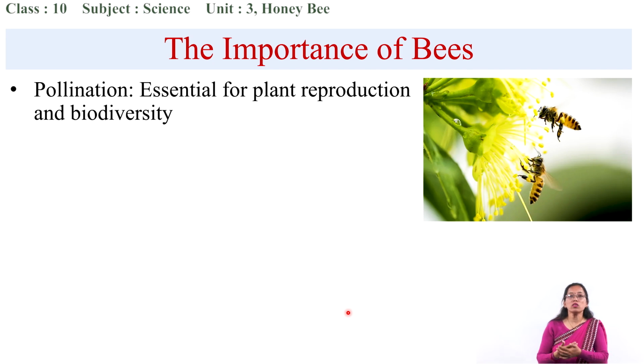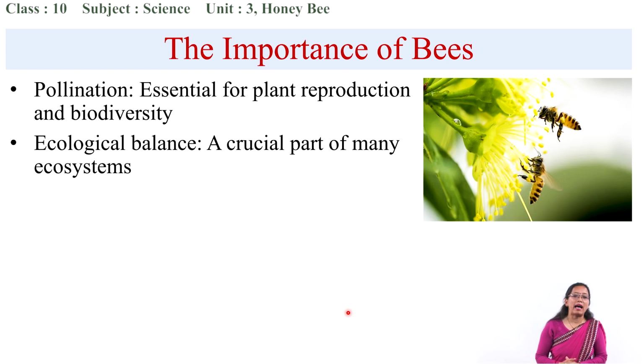Pollination is one phase of reproduction. Without pollination, especially flowering plants cannot reproduce. Also, when they pollinate, cross pollination takes place. Because of that, new varieties of plants are developed. Because of that, it maintains biodiversity. And it helps in ecological balance. That means in the ecosystem there are various kinds of organisms, of which it is also a part, so it balances the ecosystem. So it is a crucial part of many ecosystems.